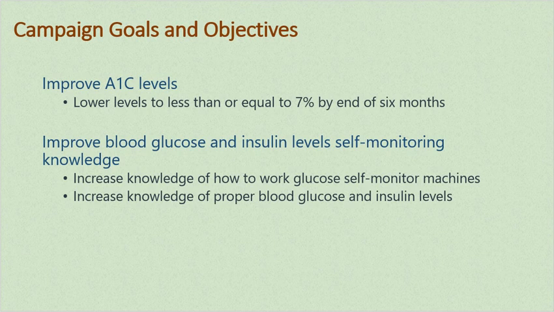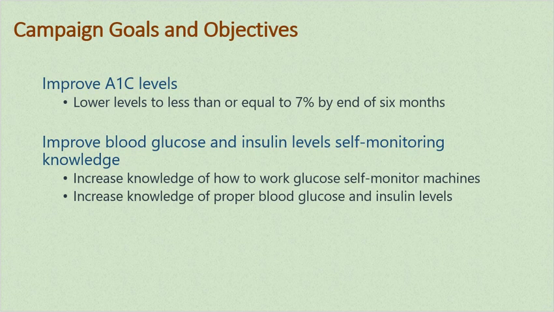A fourth goal is to improve A1C levels among program participants. An objective for this goal is to lower participant A1C levels to less than or equal to 7% by the end of 6 months. A1C tests are completed every 6 months, while sometimes up to 4 times per year.